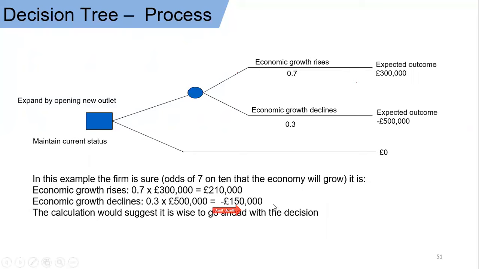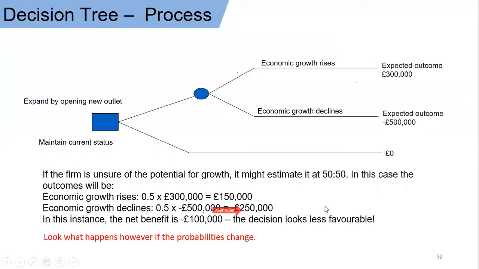So it's going to be that multiplied by the probability. It's minus 150,000 pounds. And what you notice here is when you add these two together, it's a positive number, right? And so you decide to go ahead with the decision because 210,000 pounds minus 150,000 pounds is around 60,000 pounds. So it looks like you would go ahead with the decision if it was just financials. But suppose this changes and now the chances are 50-50 that the economy is going to go up or tank. If it goes up, I make 300,000 pounds. If it goes down, I actually lose 500,000 pounds. Now the economics look bad.